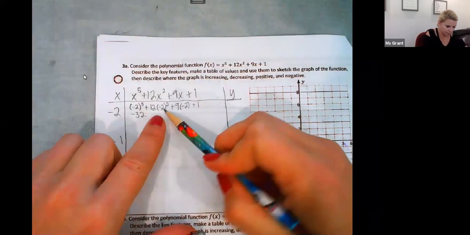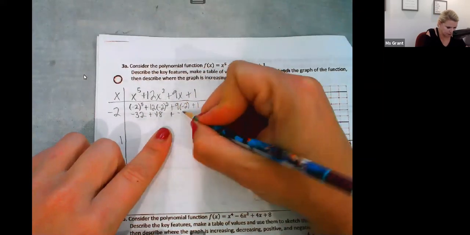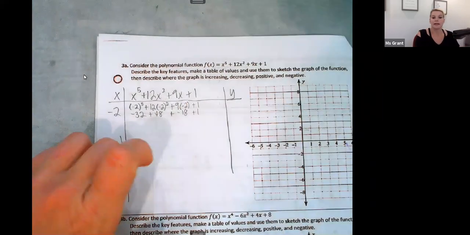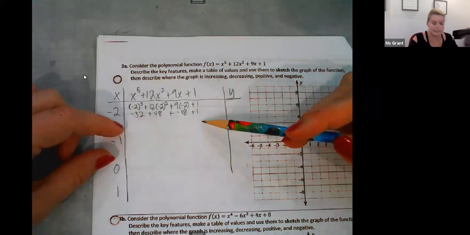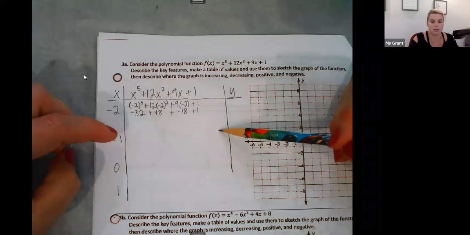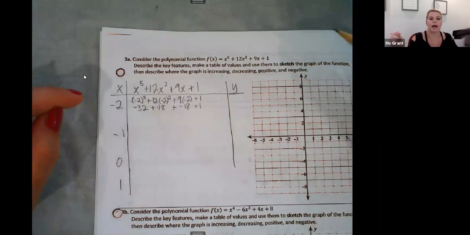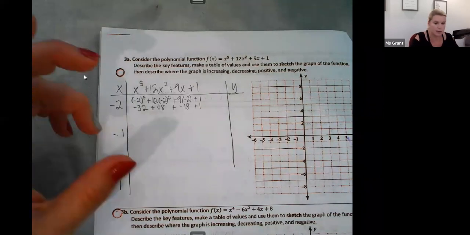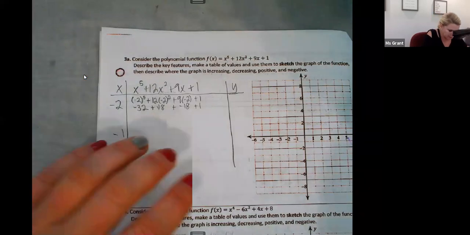12 times 4 is 48. 9 times -2 is -18 plus 1. So if you can't keep up with notes right now because you're too busy trying to fill in this table of values, stop filling in the table of values. Just watch me. I don't want you to get behind in notes because you're listening and hearing me say numbers and writing and then looking up. Just write the final answer.